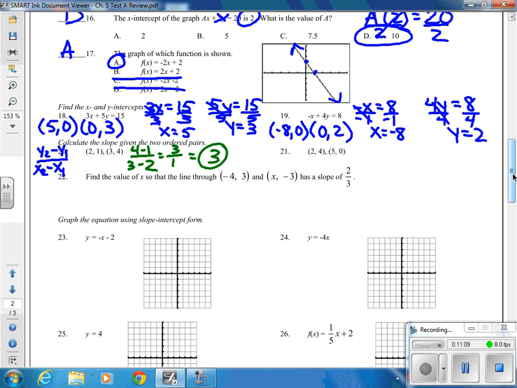Go to number 21 and do the same thing with different values. Your top will say 0 minus 4. Your bottom will say 5 minus 2. 0 minus 4 is negative 4. 5 minus 2 is positive 3. I can't reduce it. I can't divide it. My final answer is negative 4/3.